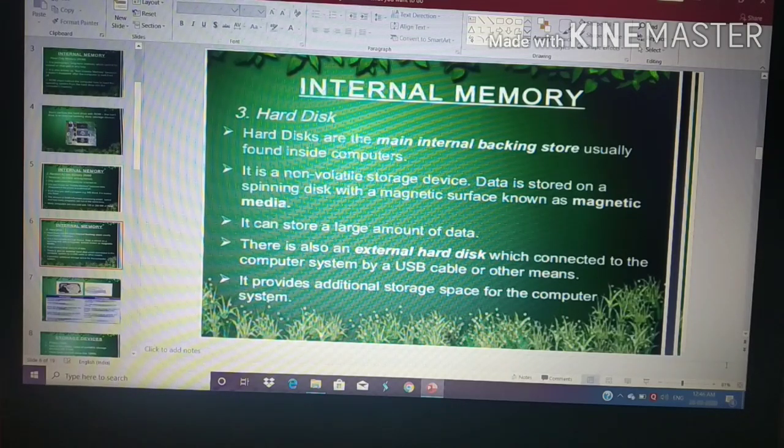hard disks do not remain inside; they are outside of the computer system, so you can do the backup and store lots of data. It is also safe because it remains outside your computer, and basically it is connected through a USB cable or other means. So external hard disks are a means for additional storage space for the computer system.